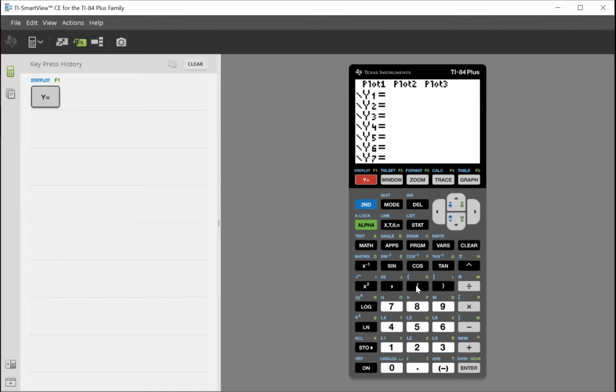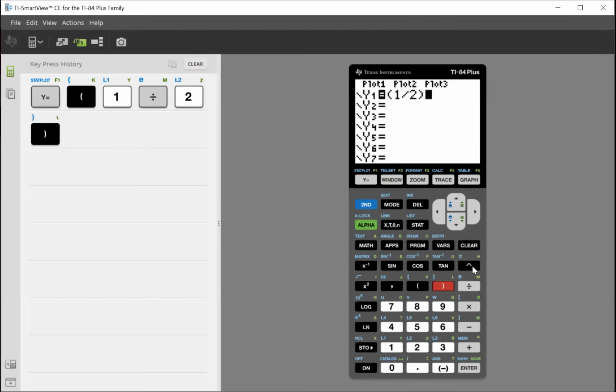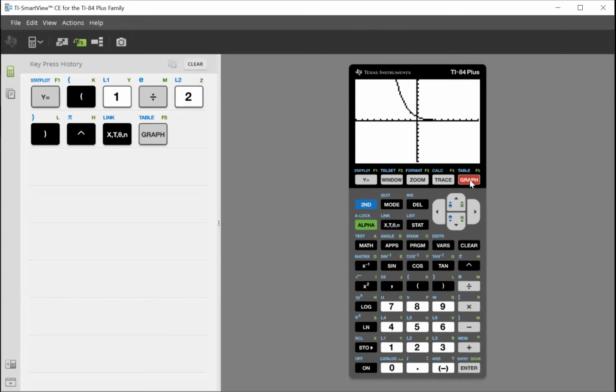So I had 1/2 to the x. So 1 divided by 2, close parentheses and raise that to the x. All right, y'all. So let's see what that graph looks like. So notice it does come downhill. It tries to get close to the x-axis over time, but it never crosses that x-axis, okay?